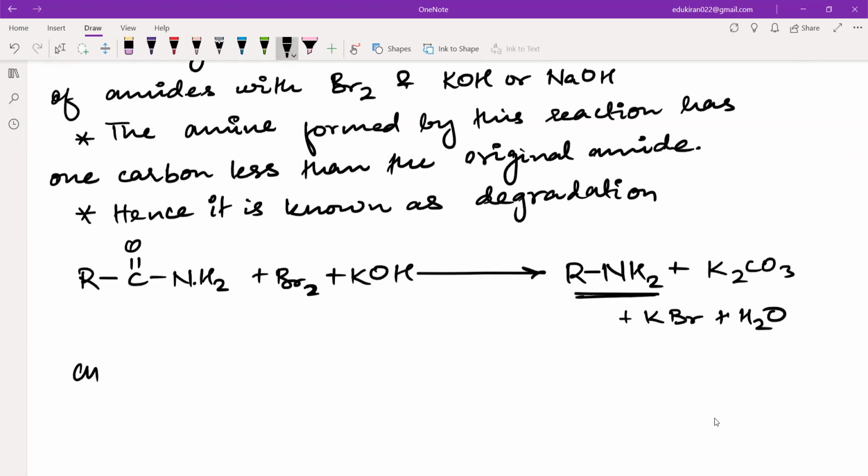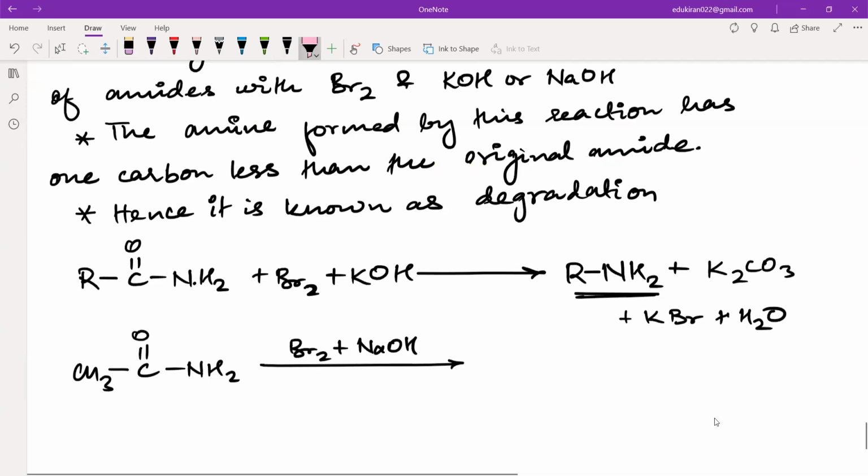So if I have CH3, C double bond O, NH2, and in this we are using Br2 plus NaOH or KOH, then what is going to happen? You just have to remove this carbon atom, this carbonyl carbon, and then you get CH3 NH2. Any problem, guys? Yes or no?